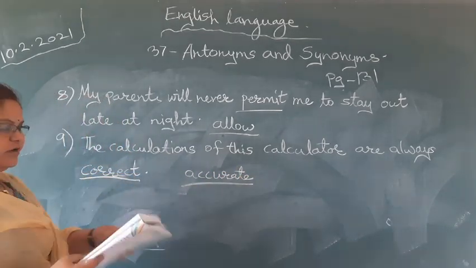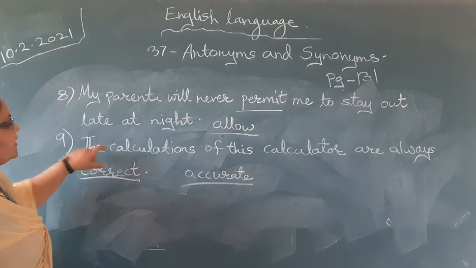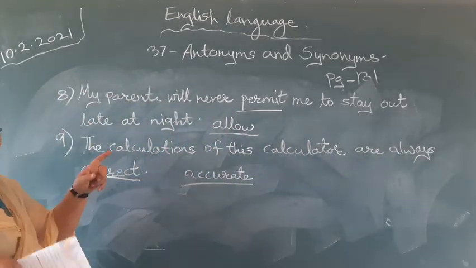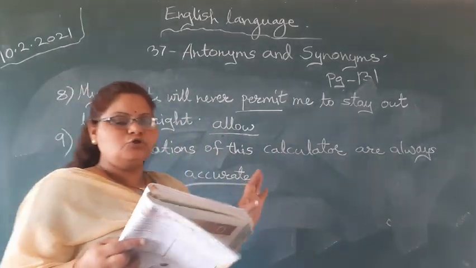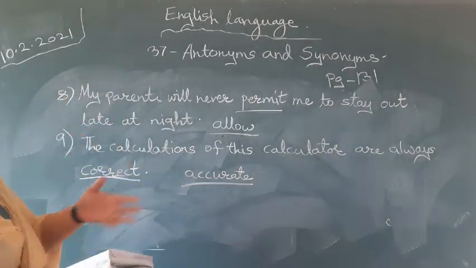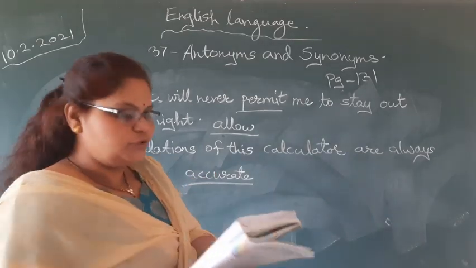What is the similar word? Yes. So when you say the sentence, how are you going to say? The calculation for this calculator are always accurate. बिल्कुल गलती नहीं, उसको बोलते हैं accurate. Okay. So in simple language we say it is right calculation. Okay. So word right you can also use there.